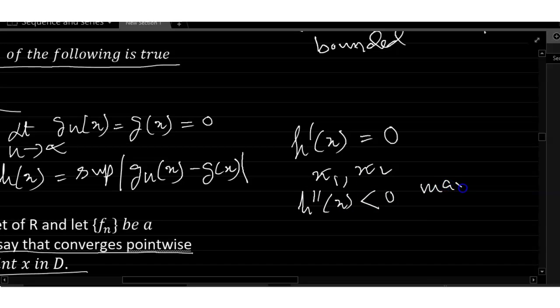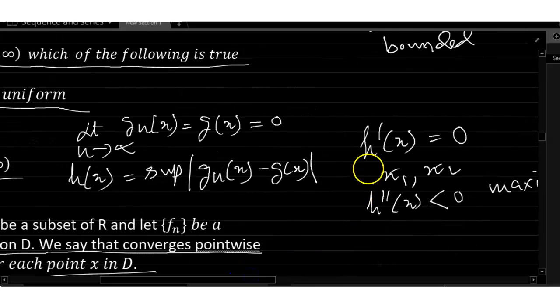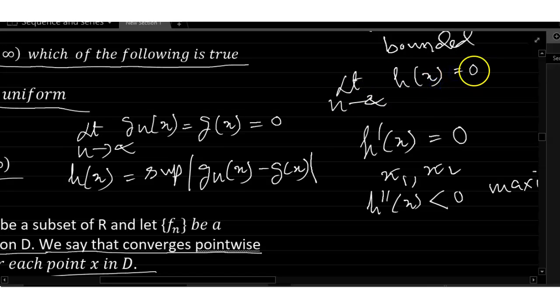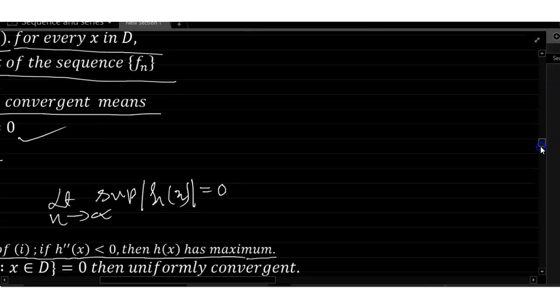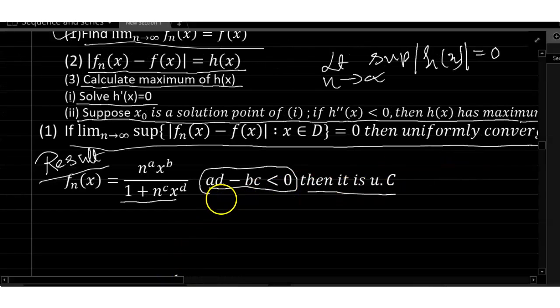I am just telling this because it is a very important learning point for the BSc and MSc courses, so that's why I am telling how to find out this h''(x) less than 0. Okay, clear? If the limit as n tends to infinity of h(x) is equal to 0, then you can say it is UC, otherwise not. But this technique is very long, so I just use this shortcut result for competitive examinations: ad minus bc.